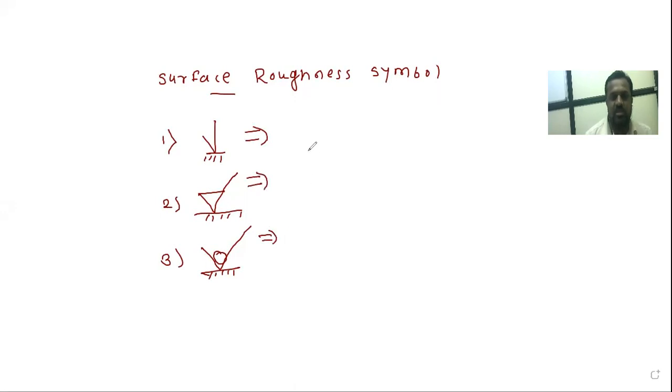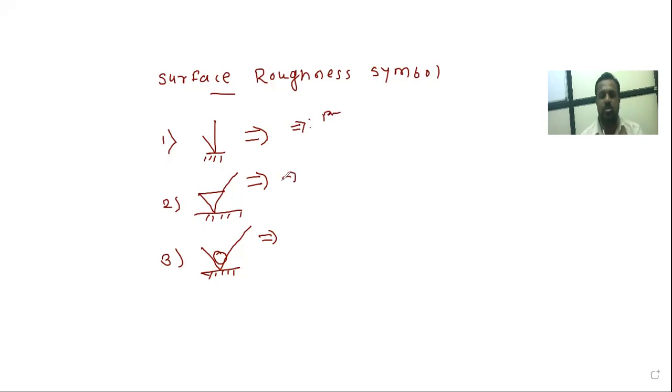What is the meaning of these three symbols? This symbol indicates that you have to manufacture or prepare the product with the help of any production method. There is no restriction on the production method. During preparation of any component, if you have to remove material, it is no problem, and if you do not remove material, again it is no problem. When such a symbol is there, you have to understand there is no restriction for the production method.